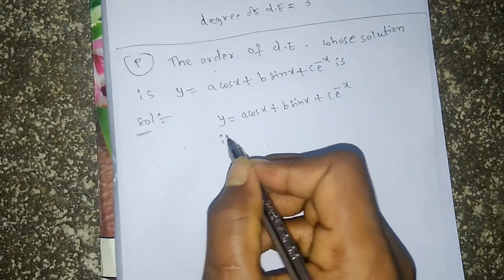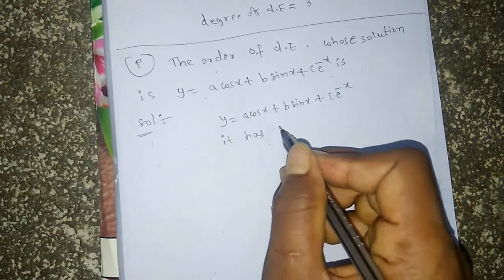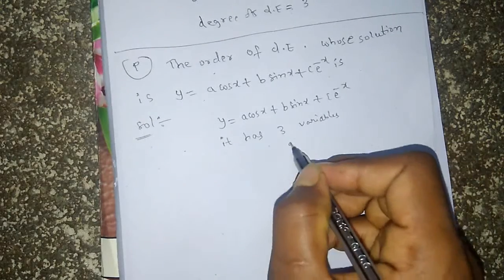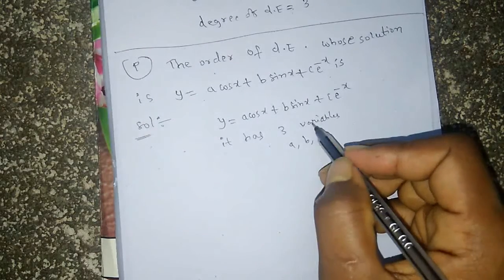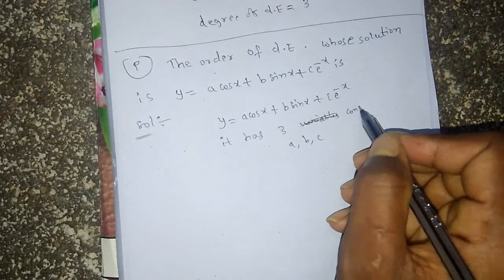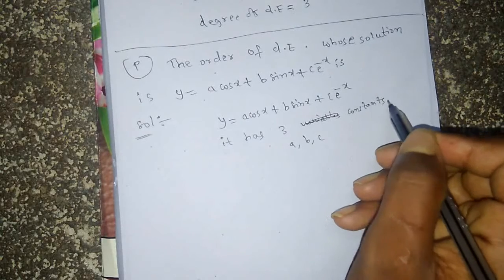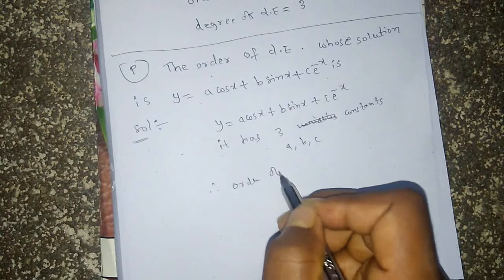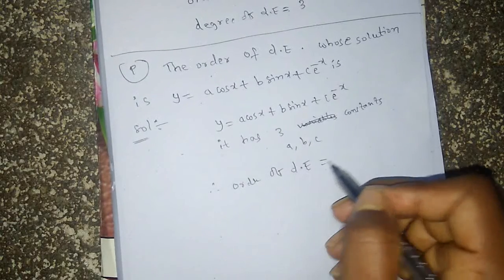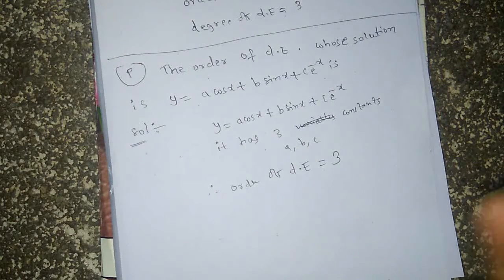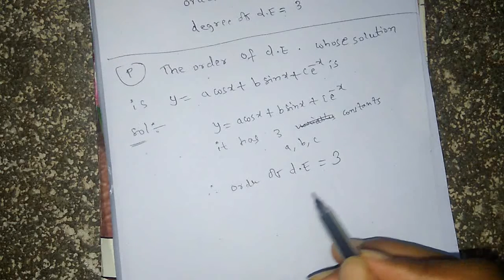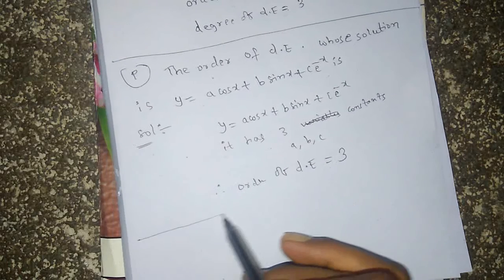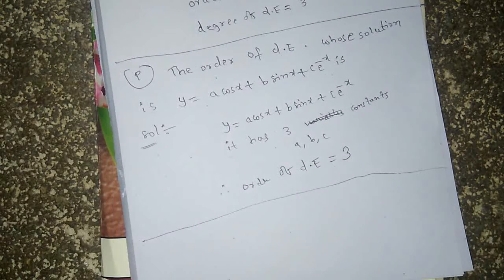Here it has three constants, that is a comma b comma c. We call them three arbitrary constants. Therefore the order of the differential equation will be 3. If it has two constants, the order will be 2, like that. So here it has three arbitrary constants. Therefore its order of differential equation is 3.